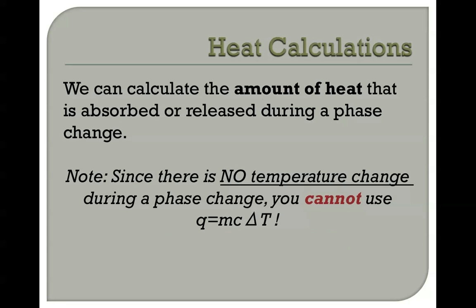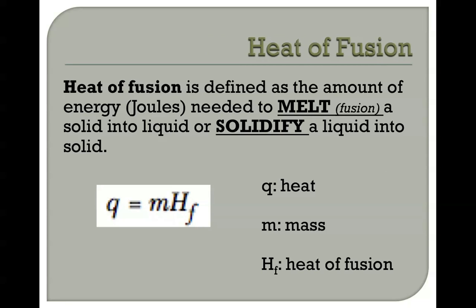Now, heat calculations. Yesterday we talked about Q equals mc delta T, but that's only when there's a temperature change. Since there is no temperature change during a phase change, we can't use this formula. So we have two different formulas. The first one involves heat of fusion. This is defined as the amount of energy needed to melt a solid into a liquid or solidify a liquid into a solid. Melting gives a positive Q value because it has to gain energy. If we freeze or solidify a liquid into a solid, that's a negative Q value because it's releasing energy. But both types of phase changes use this formula.